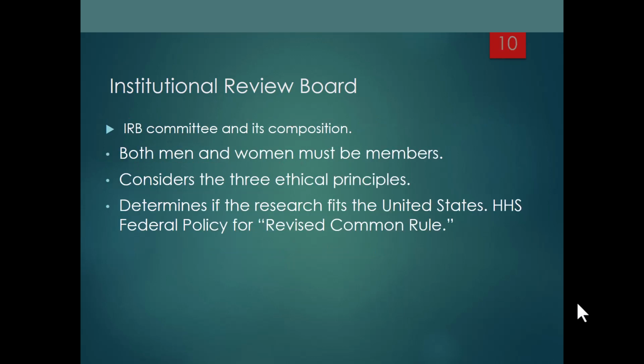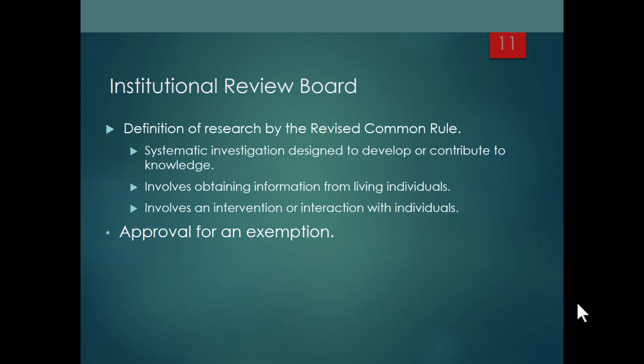So an IRB committee is made up of at least 5 members. Of these 5 members, there should be 1 member that is not affiliated with the university, 1 whose primary concerns are in a scientific area, and 1 whose primary concerns are not in a scientific area. The Revised Common Rule defines research as a systematic investigation designed to develop or contribute to knowledge. It involves obtaining information from living individuals, and it involves an interaction or intervention with individuals.